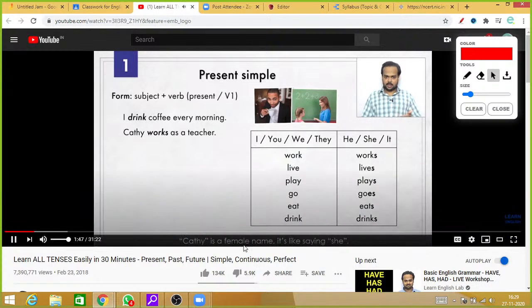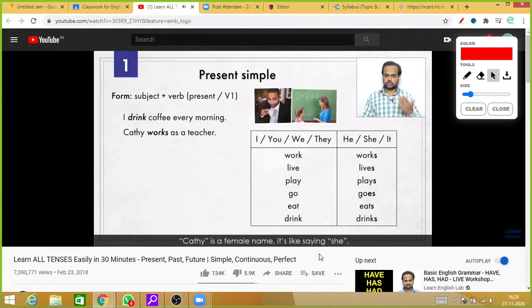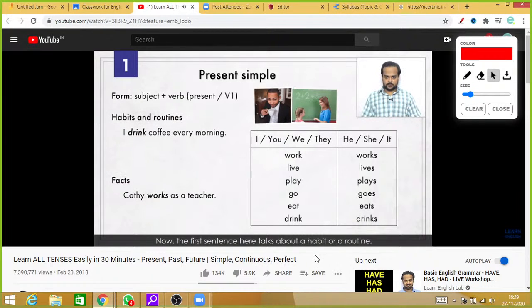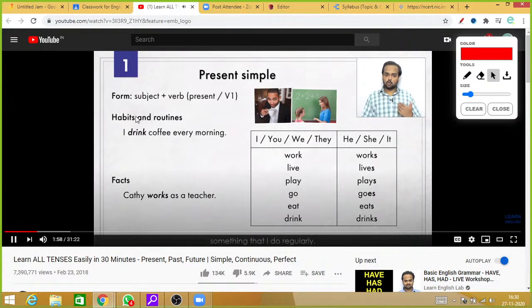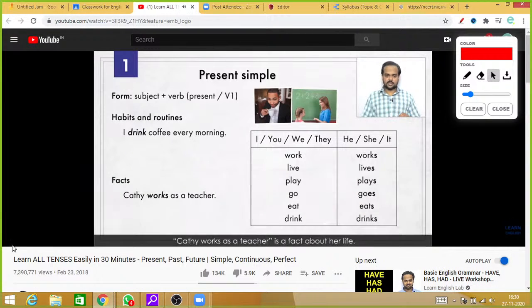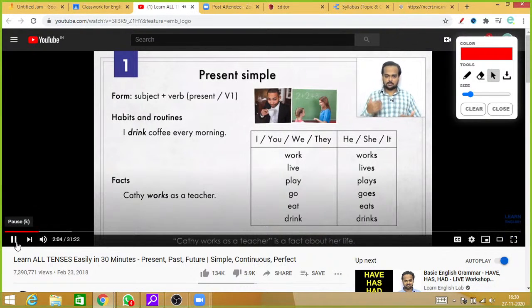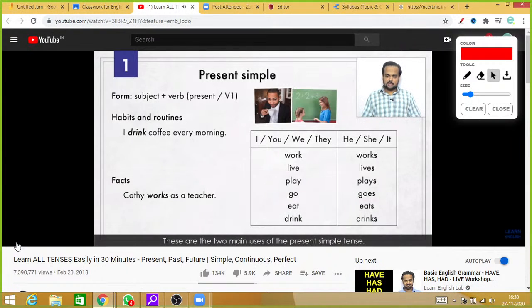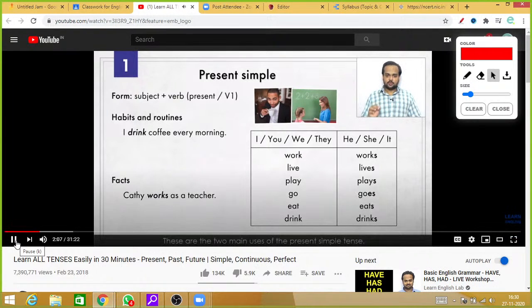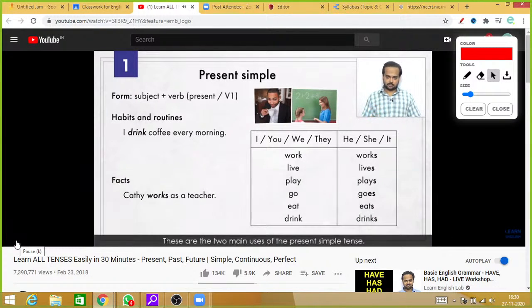Kathy is a female name. It's like saying she, so we've said Kathy works. Now, the first sentence here talks about a habit or routine, something that I do regularly. The second sentence is a fact. Kathy works as a teacher is a fact about her life. These are the two main uses of the present simple tense.